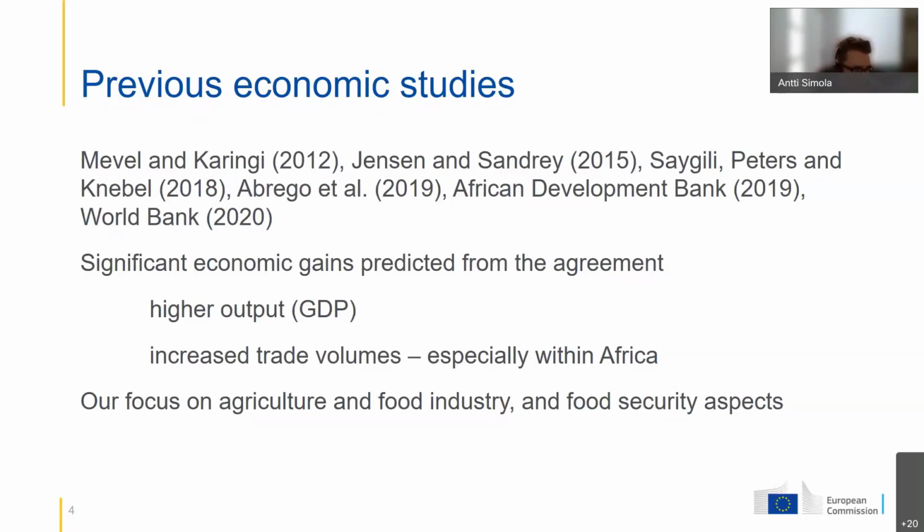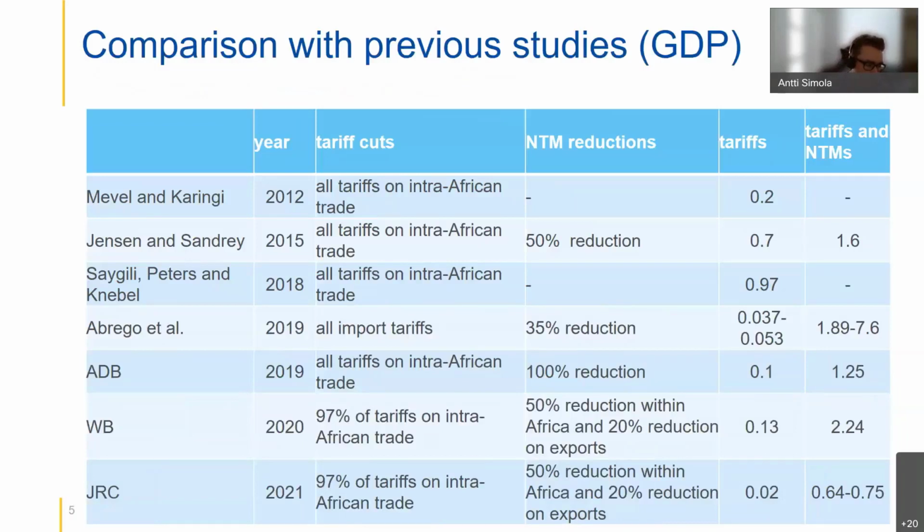Our study takes a more detailed look at agriculture and food security issues than previous studies, and it is also up to date with respect to the implementation of the agreement. On this slide, I have a small comparison of these previous studies, and they have many things in common. First, they saw that GDP increases moderately at the African Union level, around a few percent after a transition period of more than 10 years.